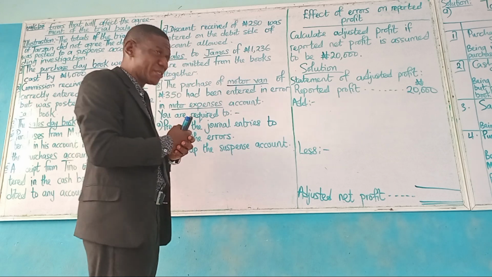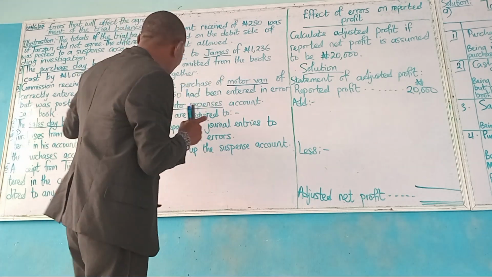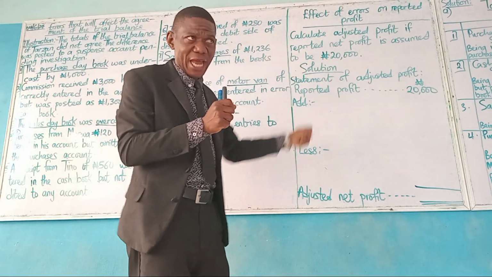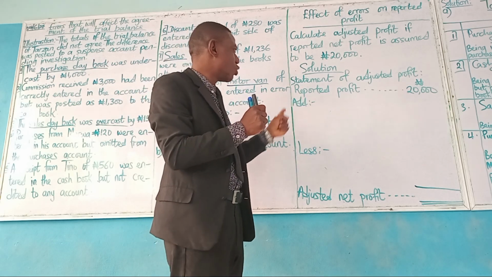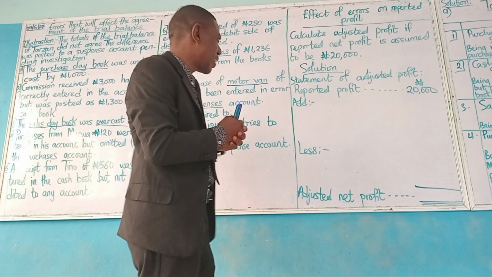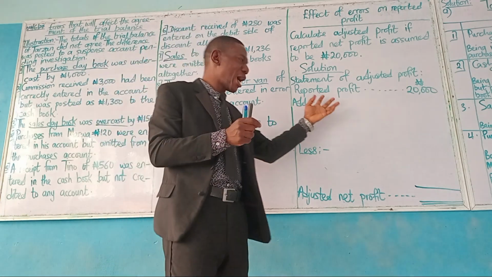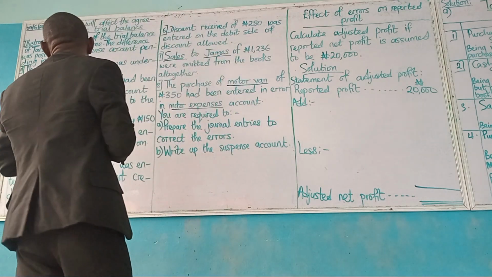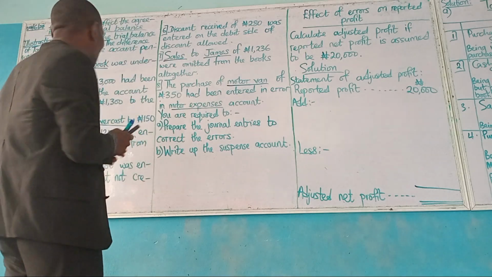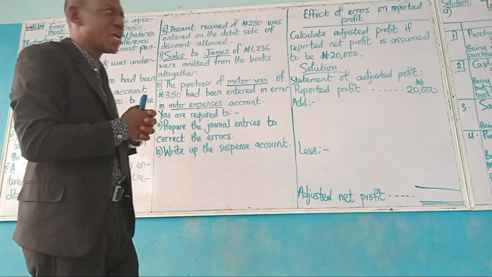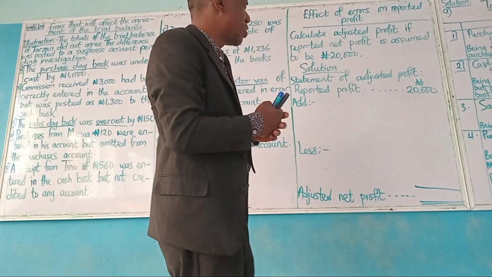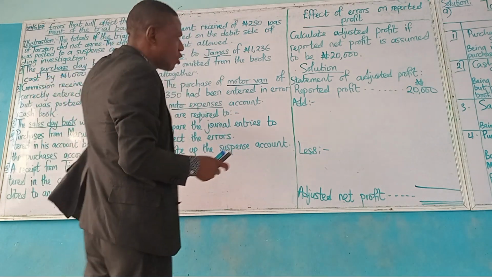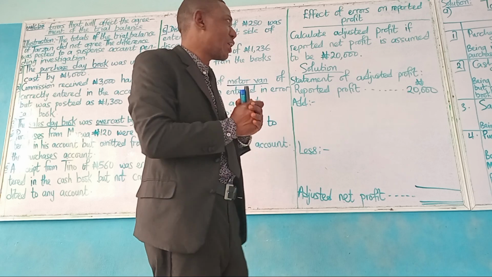So I will repeat this again. Any error that is going to have effect on an item that has been included in the trading account or profit and loss account will definitely have effect on the reported profit. So it's either we are going to add it or we are going to subtract it. That is the idea we are using now. So let's take the first one. The purchase value was undercast by 1,000. This is talking about the purchases account, and we used to have the purchases figure in the trading account. Automatically, this first error is going to have effect on our reported profits.